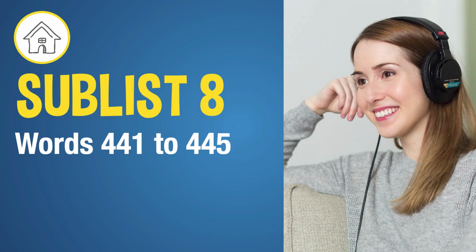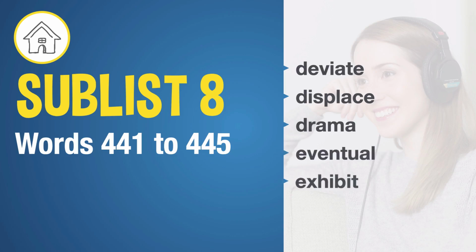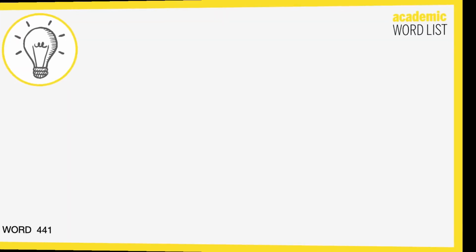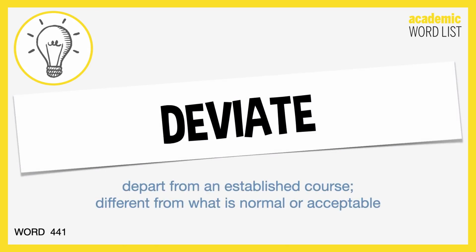So here now are 5 words from the academic word list. And 5 more words in sublist 8, and they are deviate, displace, drama, eventual, exhibit. The first word is deviate. Deviate. This has 2 related meanings.